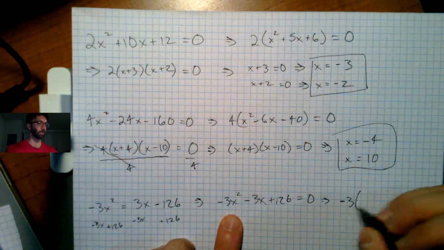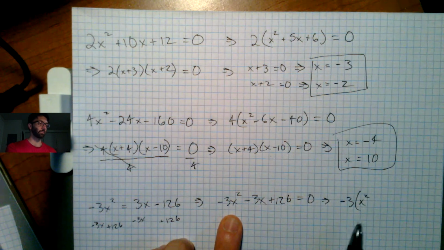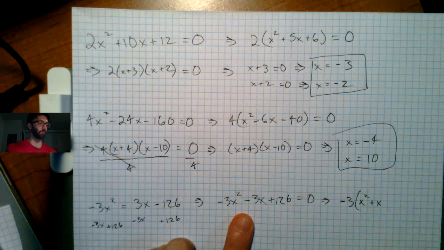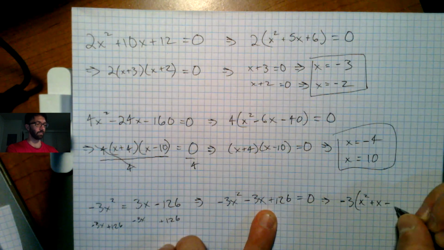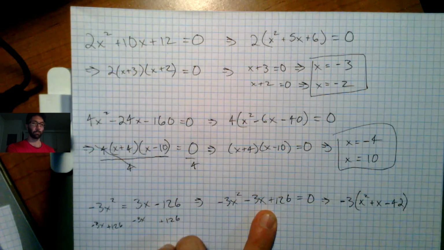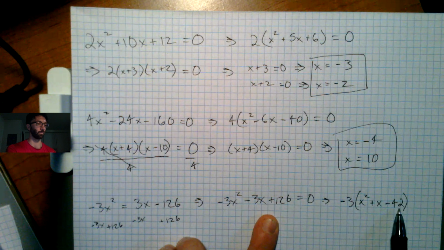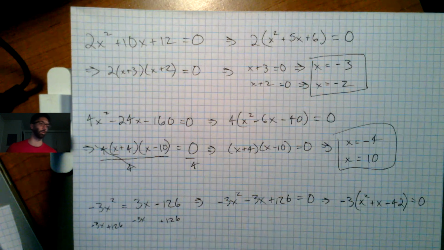So I have negative 3 times x squared will give me my negative 3x squared. And now negative 3 times positive x will give me my negative 3x, right? Negative 3 times positive x will give me negative 3x. So we flip this sign. And then negative 3 times negative 42 will give me my positive 126. Negative 3 times negative 42 equals positive 126. Okay, so this is now our new equation.